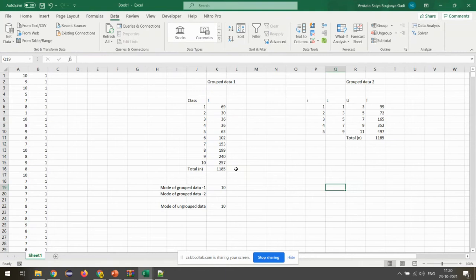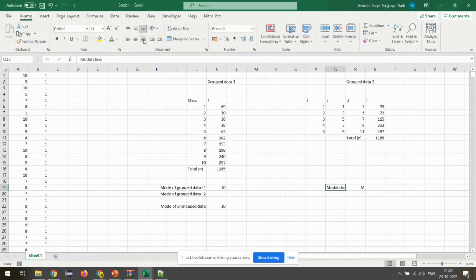Now let's go to the grouped data where we have some loss of data. To find the mode here, we find the modal class. The modal class M is the class with the maximum frequency. Which one has the maximum frequency? If we see here, it is this one, i equals 5, so the fifth class is the modal class.